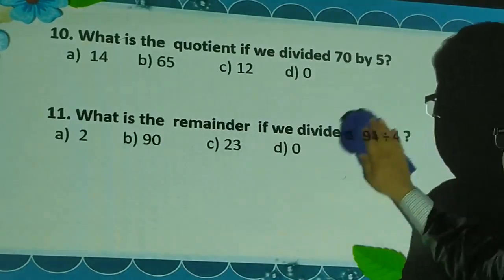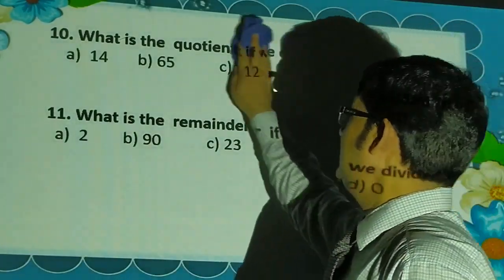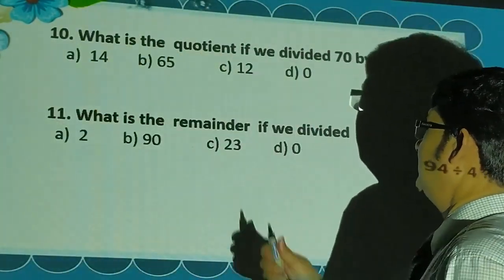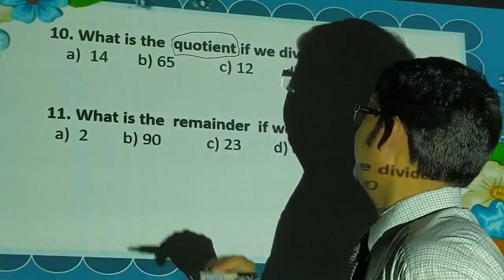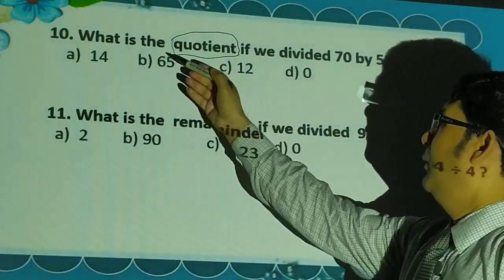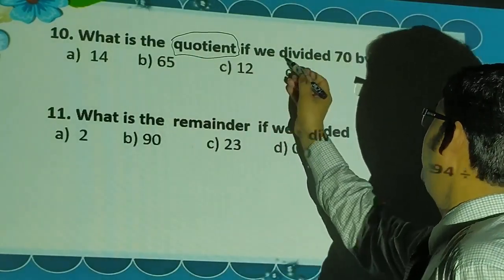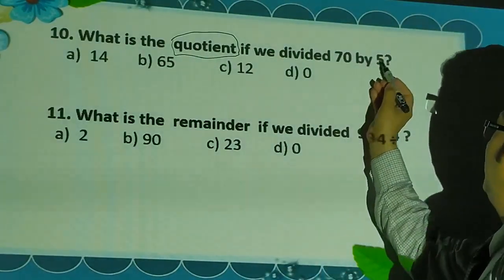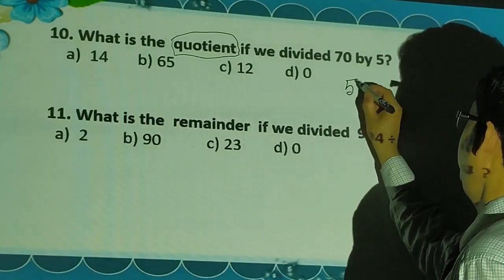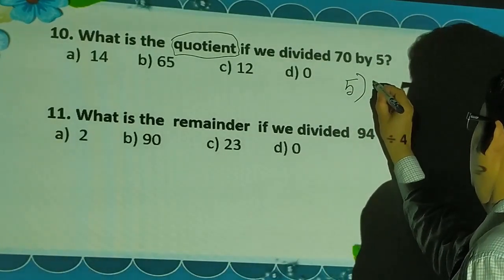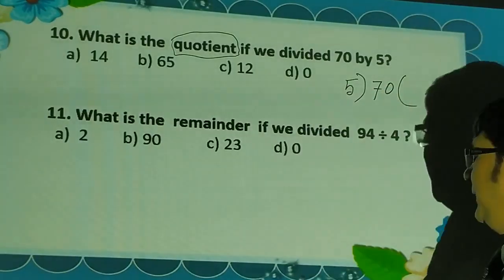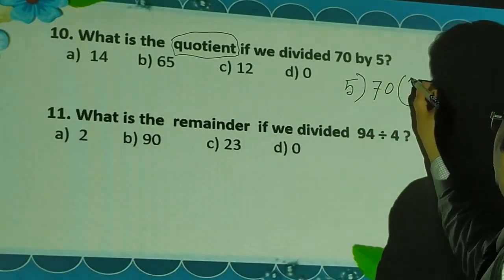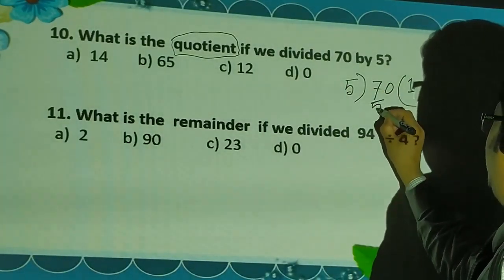Another question, my students. What is the question? Our keyword, I tell you, of course you search in the question. What is the quotient if we divide 70 by 5? So 70 divided by 5. How many times? One time. So you write 5 here.